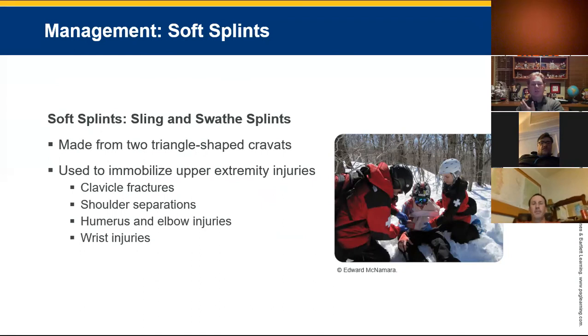So the soft splints are your sling and swathe, right? You should always have at least two, if not three, cravats in your fanny pack or your backpack. So you can immobilize the upper extremities such as clavicles or shoulders. Or if they've got any kind of arm injury, once you splint it with a rigid splint, you're going to want to be able to support it.